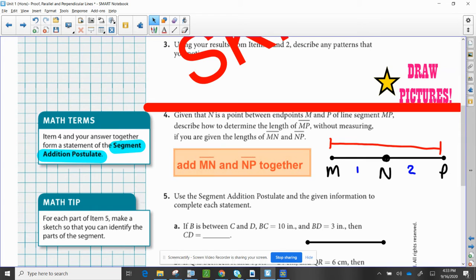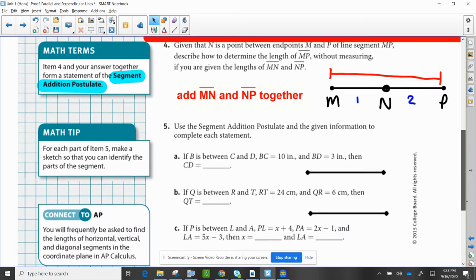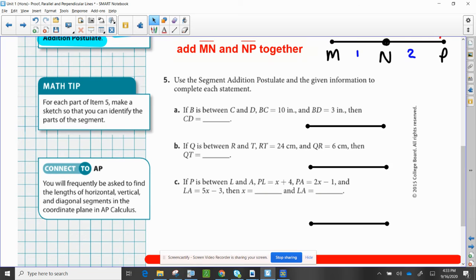Hopefully you said something like that you would just add those 2 parts together, and then that would give you the length of the entire segment. So that is what we would call the segment addition postulate. The segment addition postulate just says if you have a line segment and you know the value of the 2 parts inside, or multiple parts, whatever it is, you can add those together to get the length of the whole. So let's look at 5A.